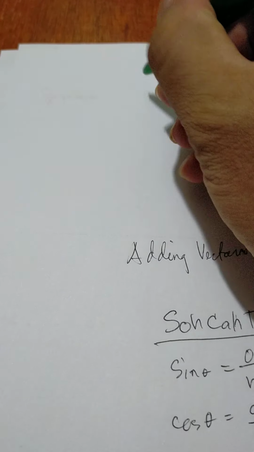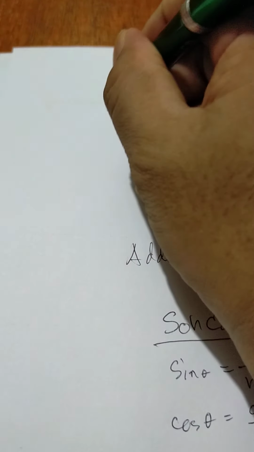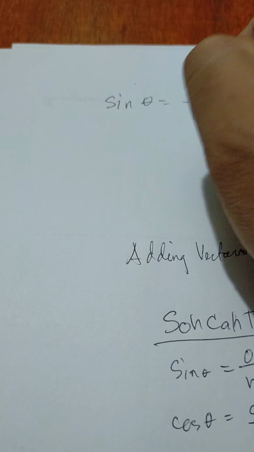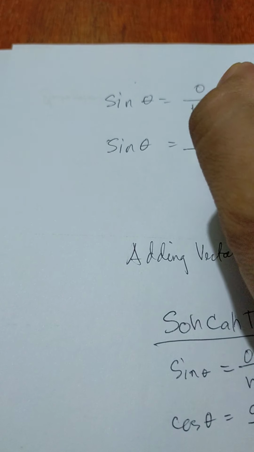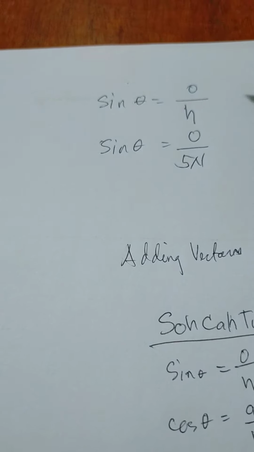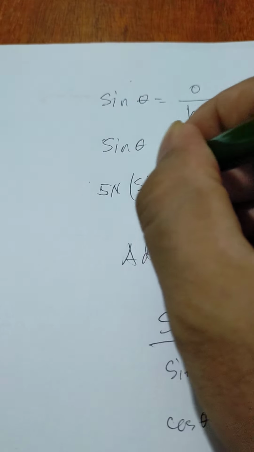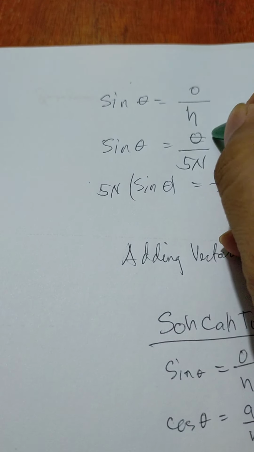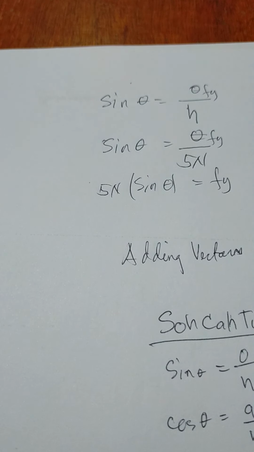So what is y? Therefore that's the opposite. So let's use sine theta is equal to opposite over the hypotenuse. So we have sine theta equals opposite divided by 5n, and 5n times sine theta equals fy. This is fy, because we are looking for the y component of the force.